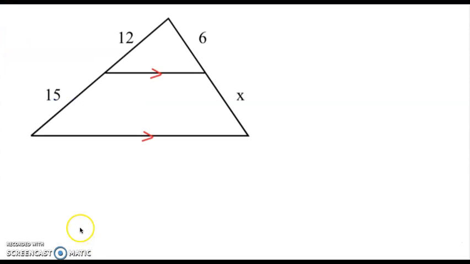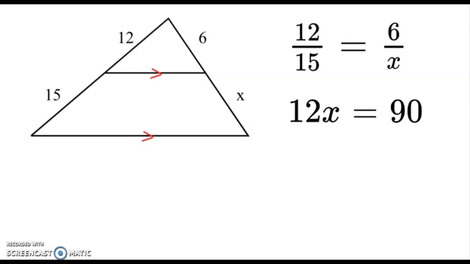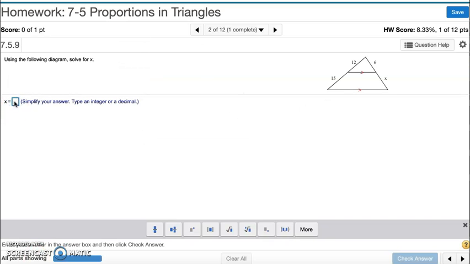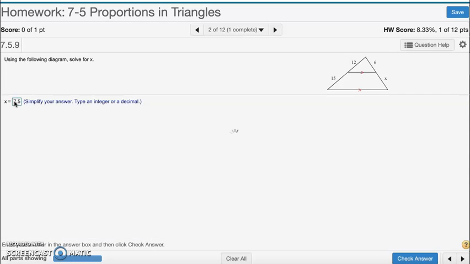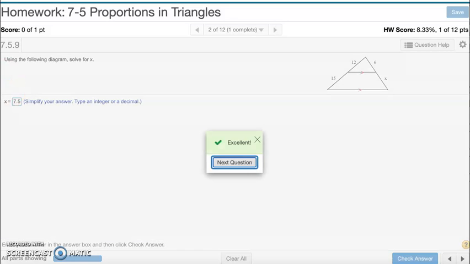Setting up proportions, we could write 12 over 15 equals 6 over x. So then we cross multiply. 12 times x is 12x, 15 times 6 is 90. Then we divide both sides by 12. We get x equals 7.5. So let's type that in. Typing in 7.5. And that's the answer for number 2.